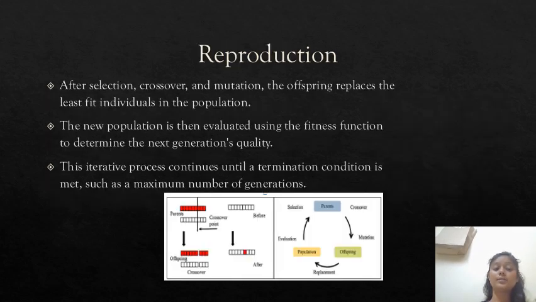Reproduction. After selection, crossover, and mutation, the offspring replaces the least fit individuals in the population. The new population is then evaluated using the fitness function to determine the next generation's quality. This is an iterative process until a termination condition is met, such as a maximum number of generations.